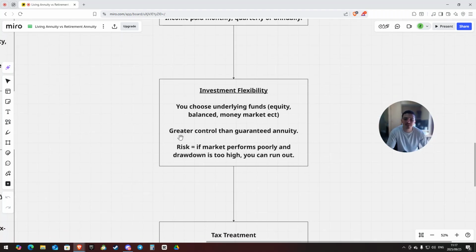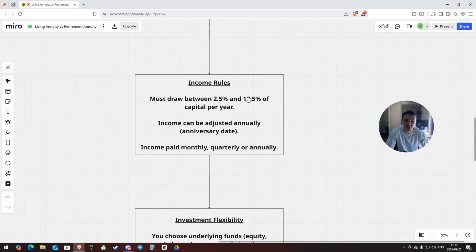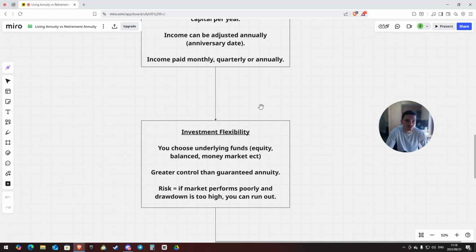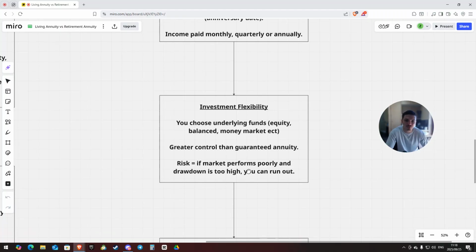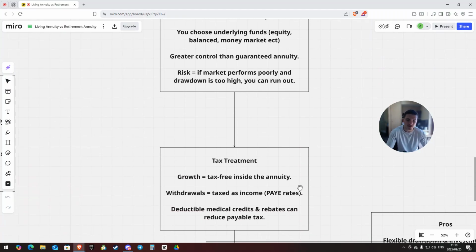And then obviously the risk of it is that if the market performs poorly and the drawdown's too high and you're withdrawing a lot of your money per year, then of course it's going to lead to your money running out. Okay, so yes, there is investment flexibility. Yes, you can choose the market you want to invest in. Yes, you can yield optimal or higher returns, but you do face the risk of your fund performing poorly. But now I'm going to show you exactly why people still choose this.